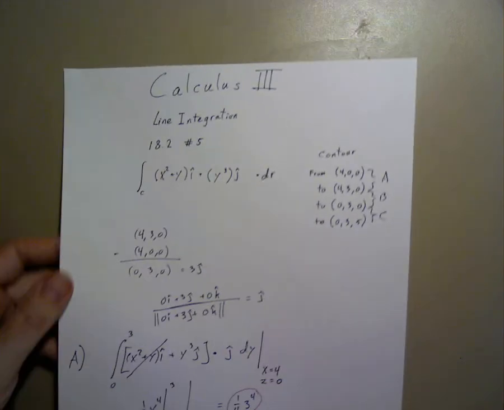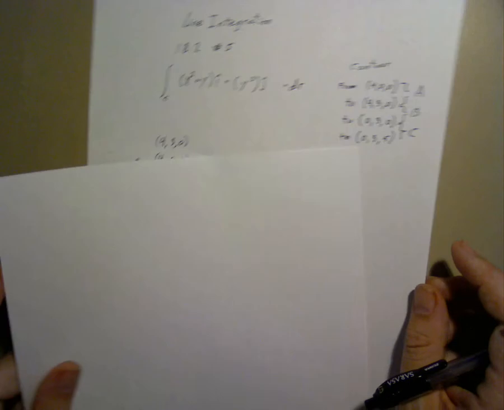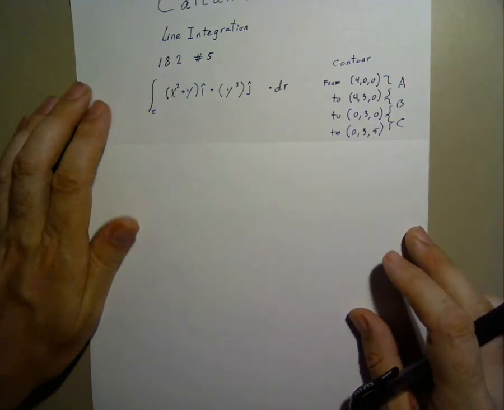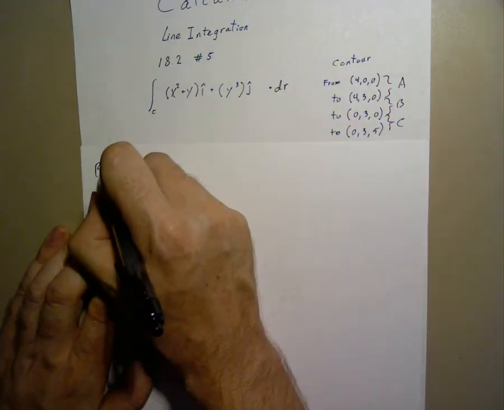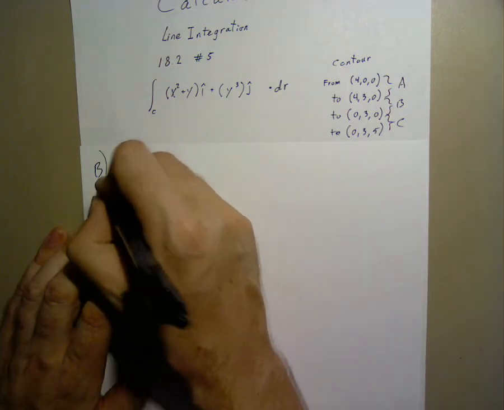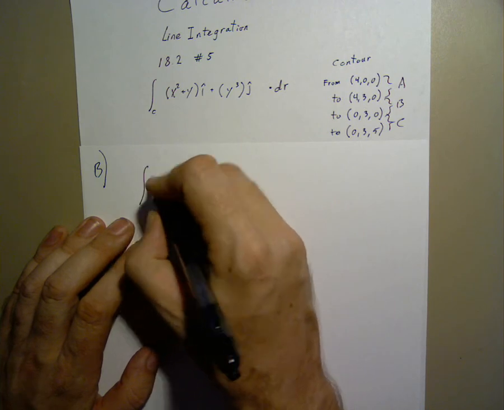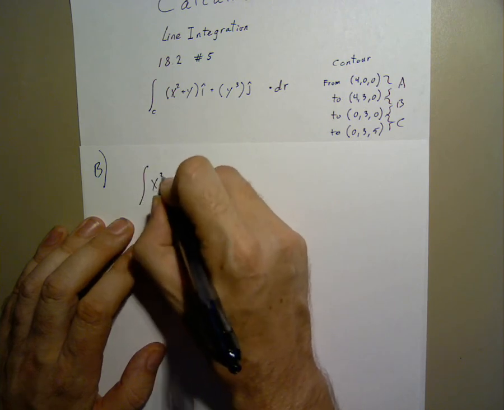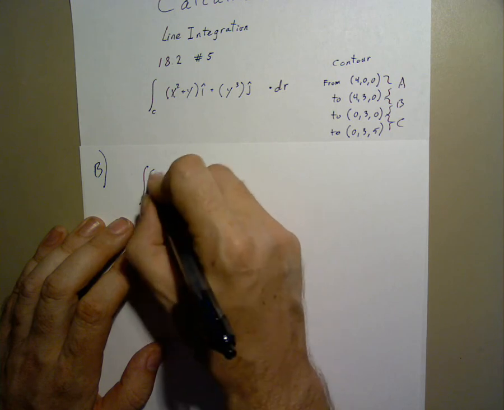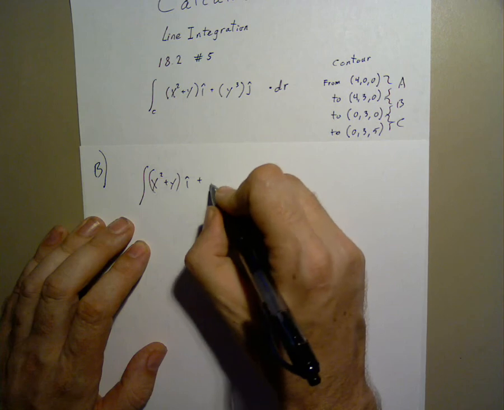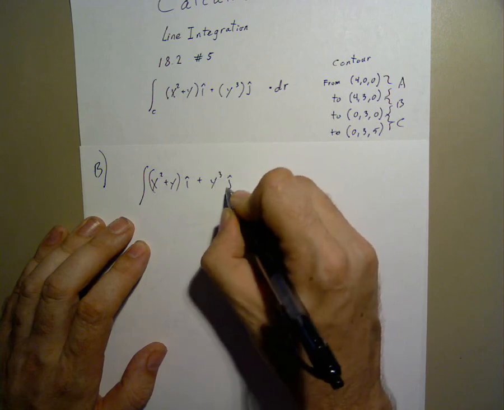Our next integral, using the same method, we'll label this one B. We'll integrate our function, x squared plus y i hat plus y to the 3rd j hat.